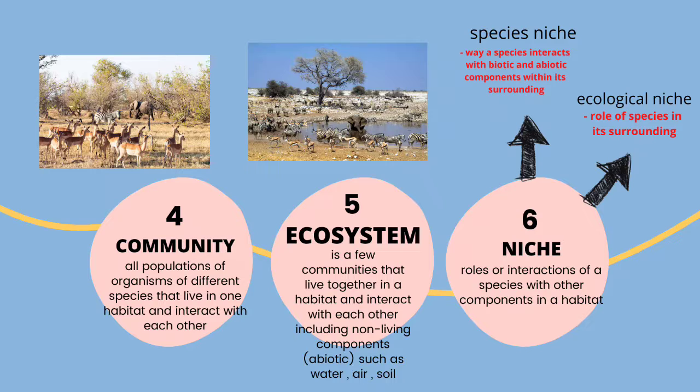The last term is niche. Niche is a role or interaction of a species with other components in a habitat. There are two types of niche, which are ecological niche and species niche.